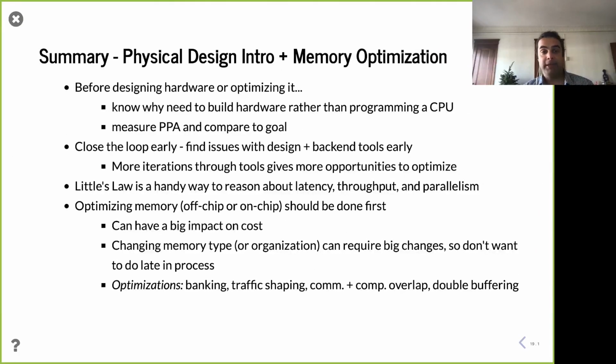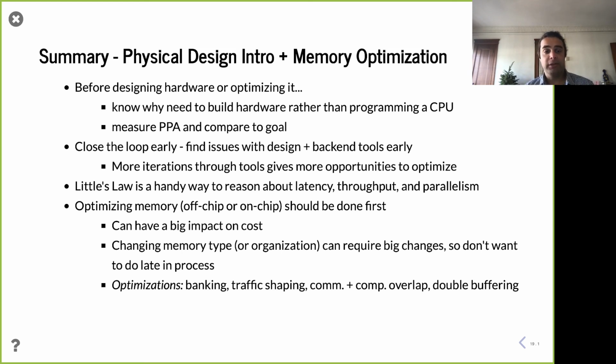So wrapping up today, like I said, if you're going to do physical design optimization, you need to know why you're building hardware. You can't just program an embedded CPU to do what you need to do, right? So you have a certain performance efficiency goal. That's why you're doing this. Understand what that goal is and understand why the CPU can't reach it. And if you go ahead and start optimizing your hardware, make sure you measure your PPA and start comparing to the goal, right? If you just say, I want really fast, what does that mean, right?